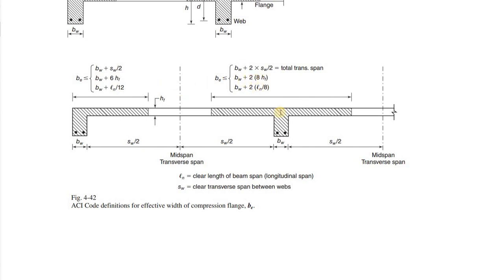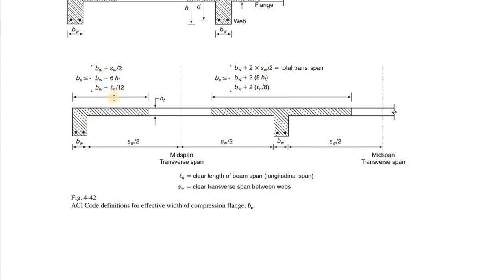We have over here 8 HF, this projection is 8 HF, so 8 HF becomes 2 times HF. Similarly, this is SW by 2, so if it is the same SW on this side as well as on this side, this becomes 2 times SW by 2. This complete answer becomes equal to the total transverse span. And then we have LN by 8 for this side, and similarly LN by 8 for this side, 1/8 of the clear span for the beam.